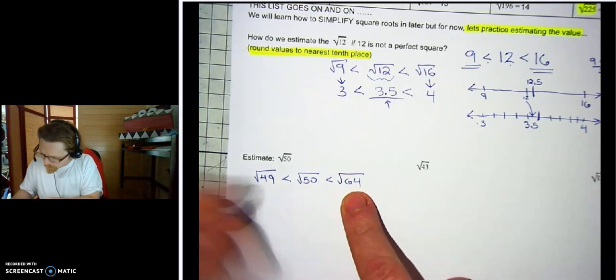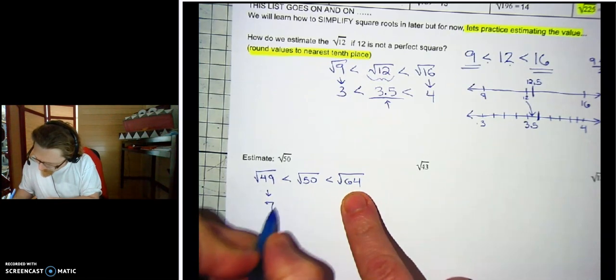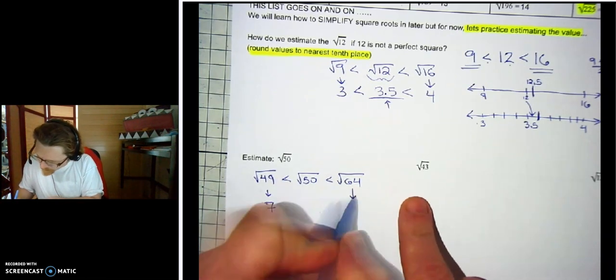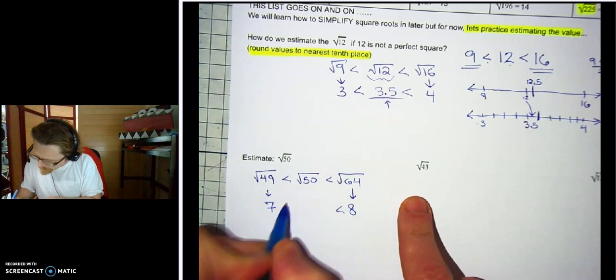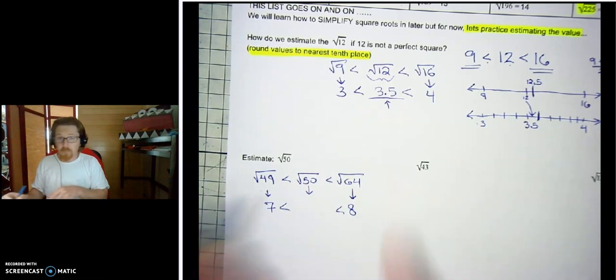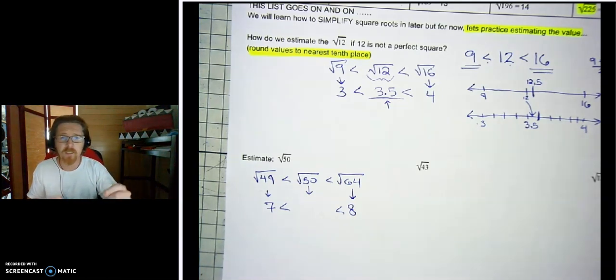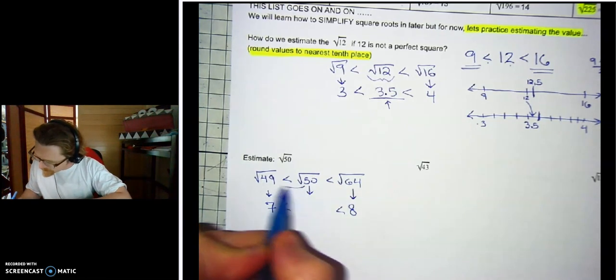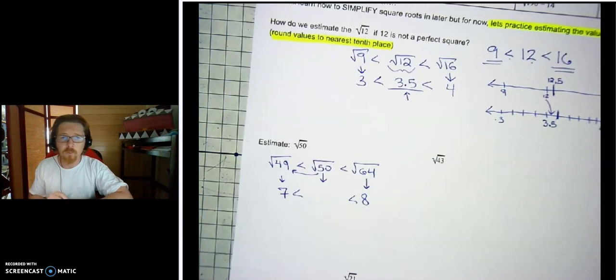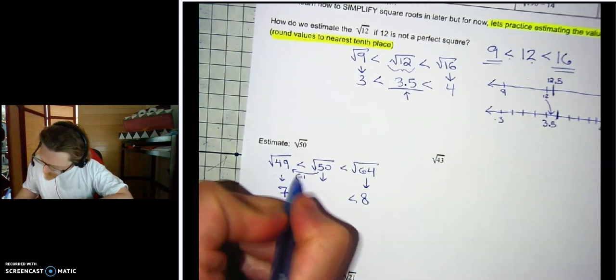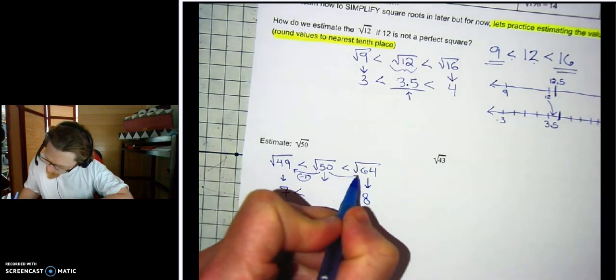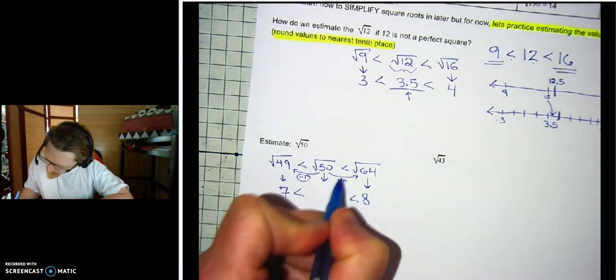Now I know the square root of 49 is equal to 7, and I know that the square root of 64 is equal to 8. So the square root of 50 must be somewhere between 49 and 64. Now think of how close 50 is to 49. 50 is just 1 away from 49. We just take 1 away. But 50 is 14 away from 64.